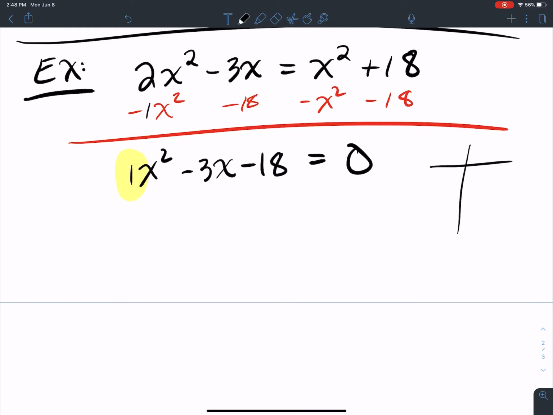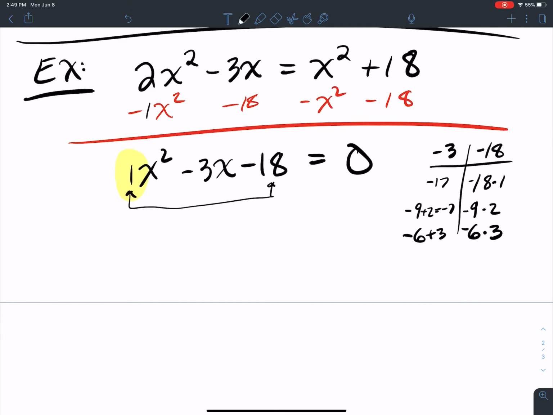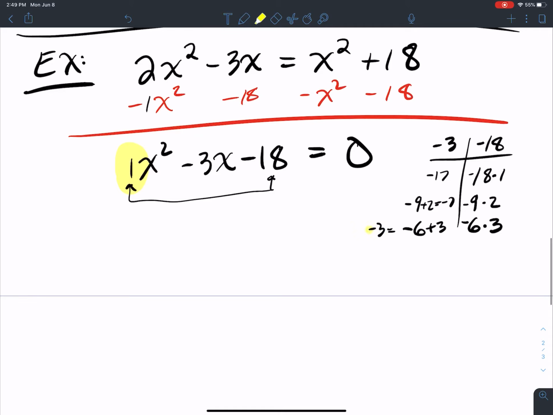Trinomial, t-chart. I want it to multiply to 1 times negative 18, which is negative 18, and add to negative 3. So how do I do that? Well, 18 times 1, that's going to add to negative 17. That didn't work. 9 and 2, negative 9 plus 2 is negative 7. We're getting closer. 6 and 3, if I make the 6 negative, negative 6 plus 3 gets me negative 3. Bingo, this is what I want right there.